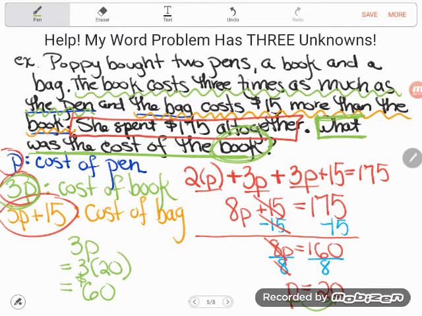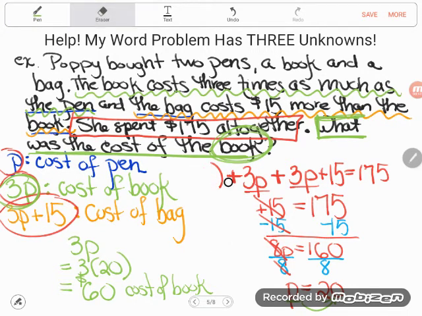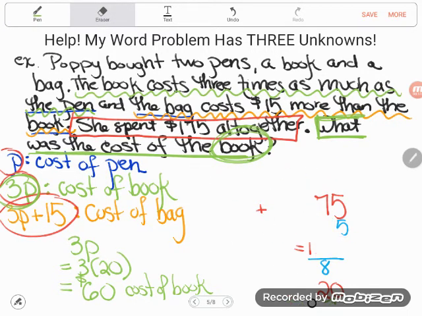Holy moly. Poppy, where are you buying your books? Okay, $60 then is the cost of my book. Oh my gosh, I told you these numbers seem really, really huge and I want to check my work, so let's do it. I'm going to erase this just to make sure that this is true, because I feel like Poppy's spending a whole lot of money.